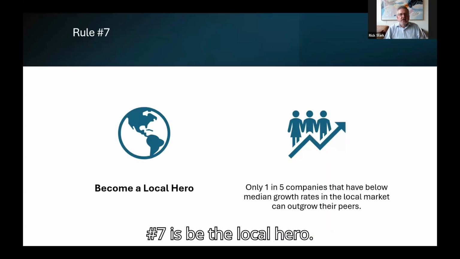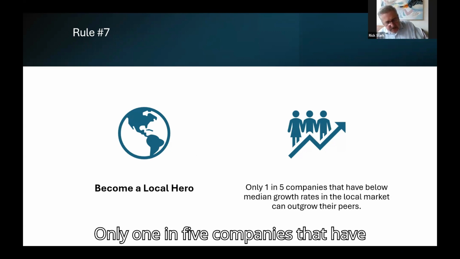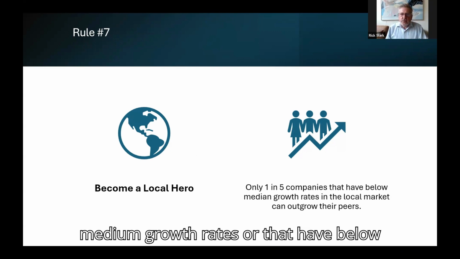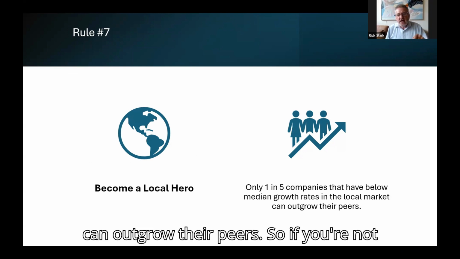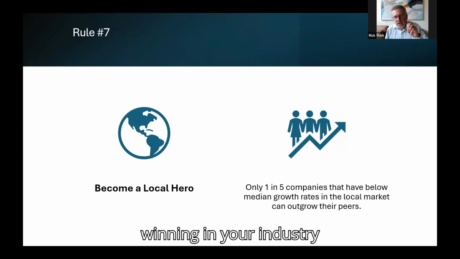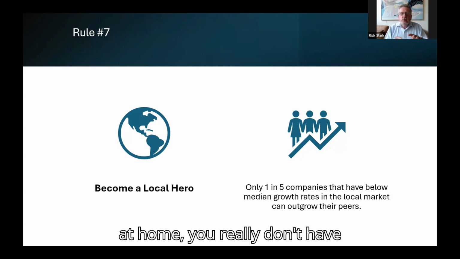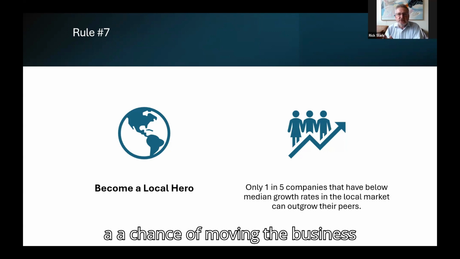Rule number 7 is be the local hero. Only 1 in 5 companies that have medium growth rates or below median growth rates in the local market can outgrow their peers. So if you're not winning at home, if you're not winning in your local geography, if you're not winning in your industry at home, you really don't have a chance of moving the business forward.